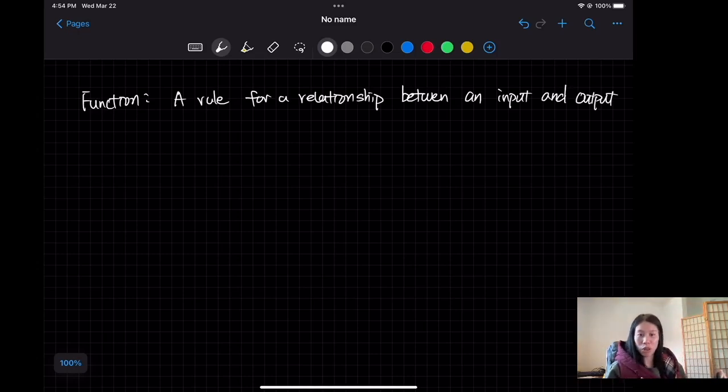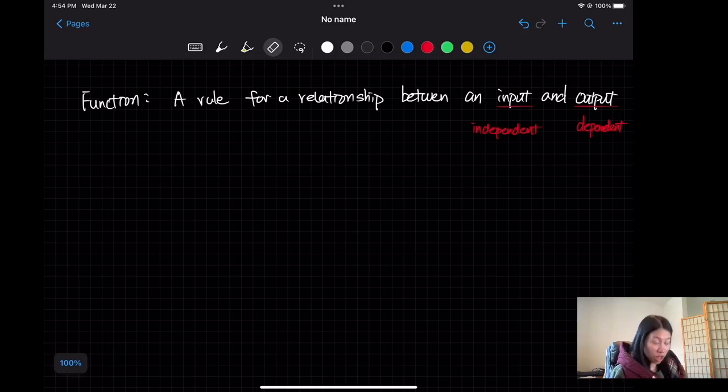Sometimes we say input is the independent variable and output is the dependent variable. But this is not the definition of a function, which is a rule between these two.